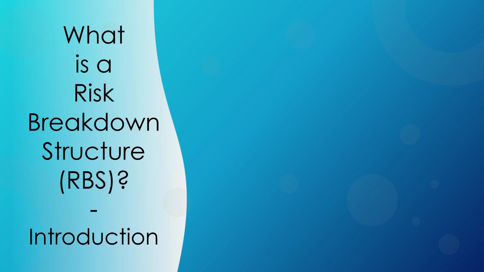Welcome to this lecture on a critical concept in risk management, the risk breakdown structure, or simply RBS. The RBS is a tool that helps project managers categorize and understand risks in a structured way. It serves as a framework for risk identification, analysis, and management. In this lecture, we'll explore what a risk breakdown structure is, its purpose, how it's used, and why it's an essential component of project risk management.